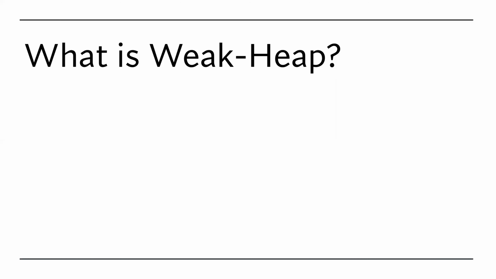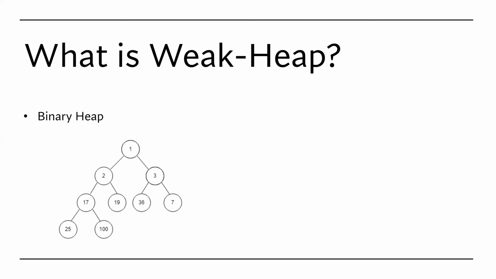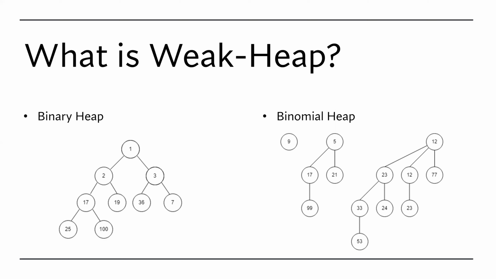Weak heaps are a variant of heap. Specifically, they are similar to binary heaps and binomial heaps, sharing several features. For example, it has the efficiency guarantees of binomial heaps and can be stored in an array as an implicit binary tree like a binary heap. I will explain the differences between binary heaps and binomial heaps in detail after indicating weak heap properties.